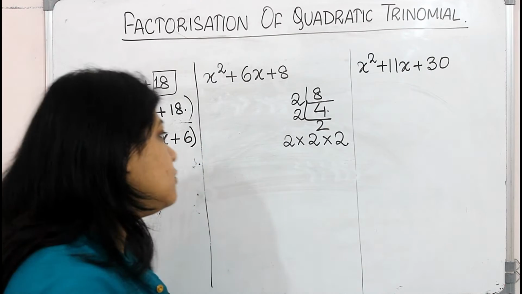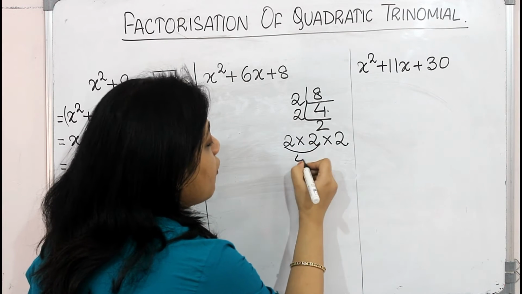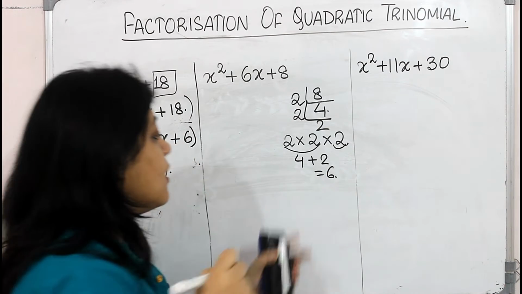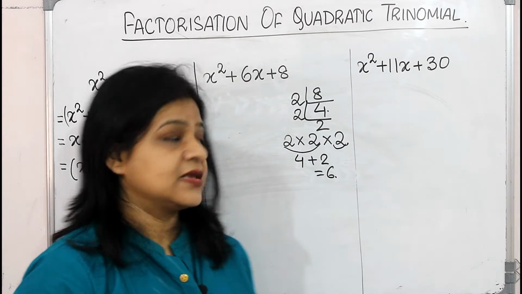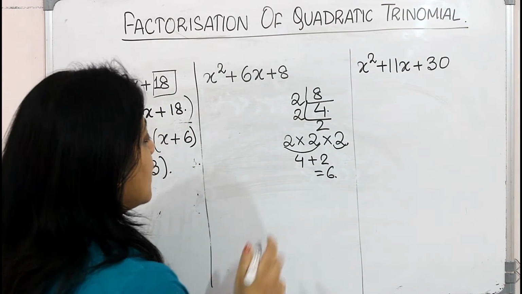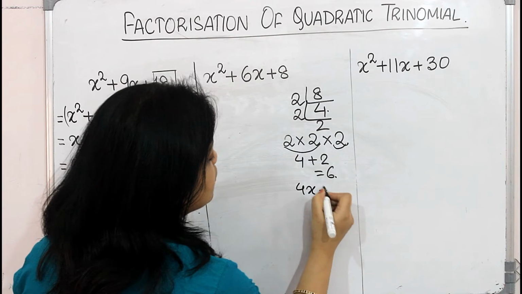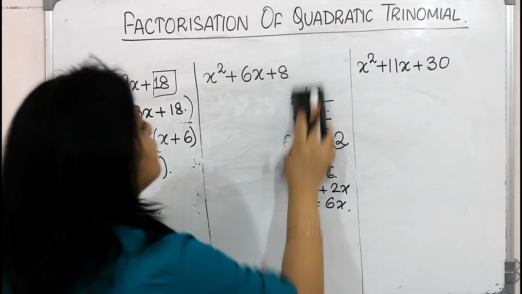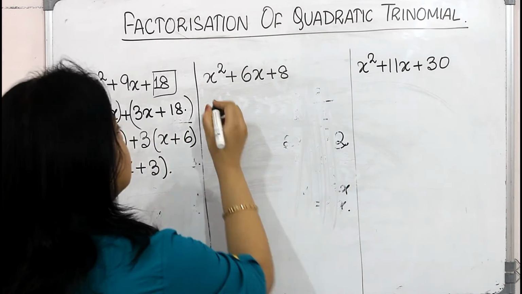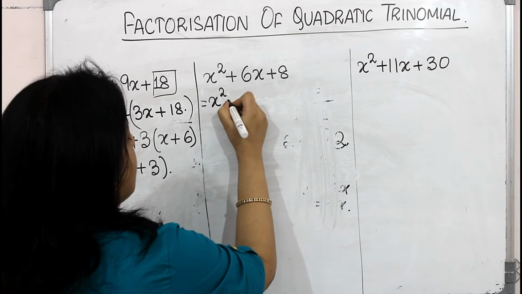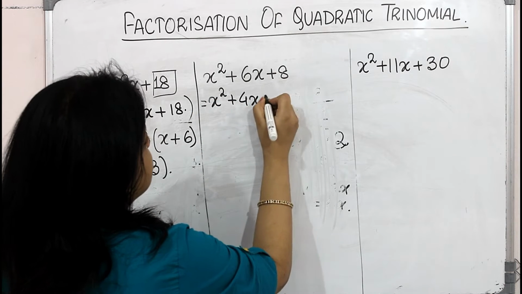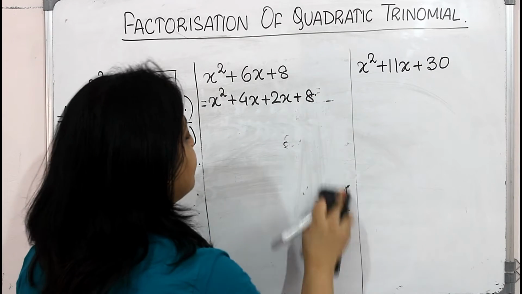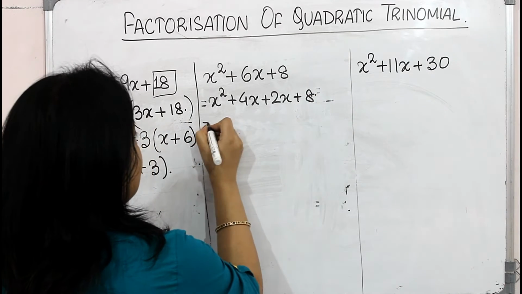So, what will give you that? See, 2 into 2 is 4 and this is 2. So, 4 plus 2 is 6, right? 4 plus 2 is 6. So what you are to do? 4x plus 2x will give you 6x. So this will become x squared plus 4x plus 2x plus 8.